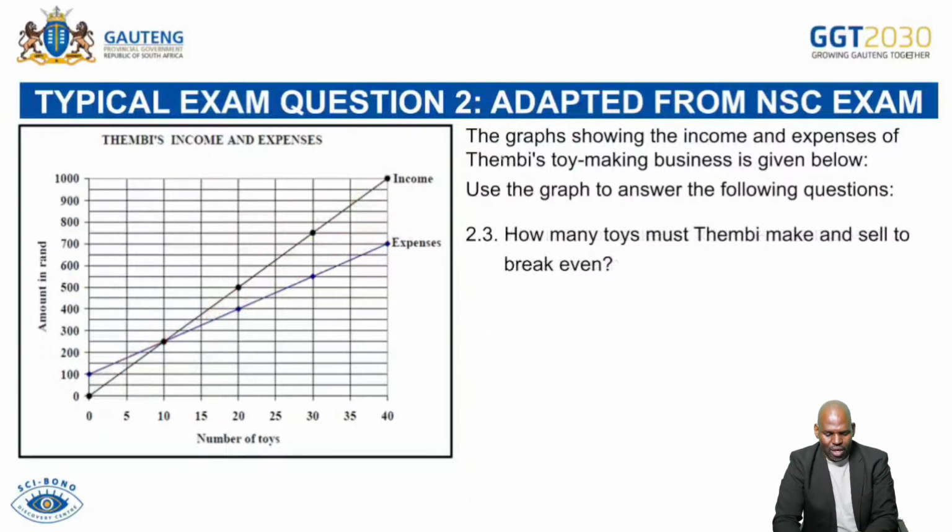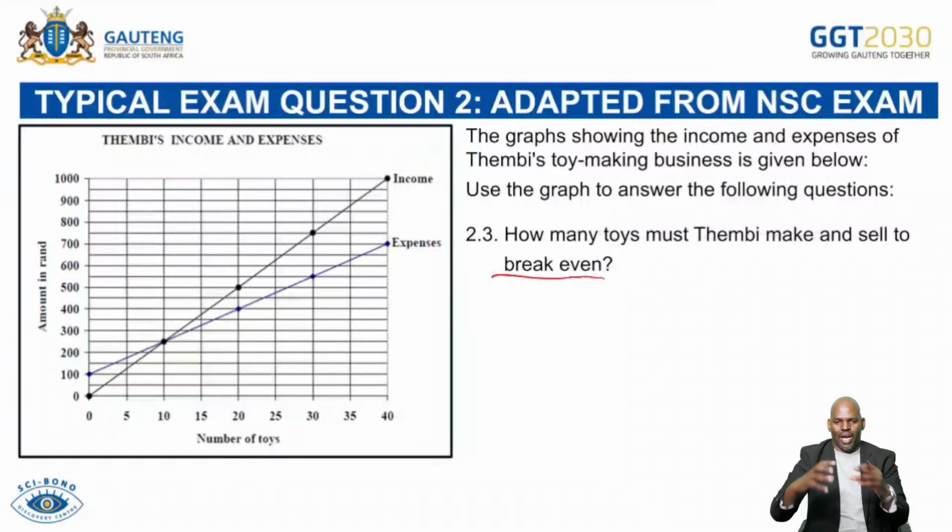Okay, then we say how many toys must Tembi make and sell to break even? Now to break even, it simply means that is where the income and expenses are equal. Expenses and income are equal. So if we look at this, we can see that that must be a break even. Break even, that is where the graphs are meeting. That is where the graphs are intersecting, at the intersection of the two graphs.